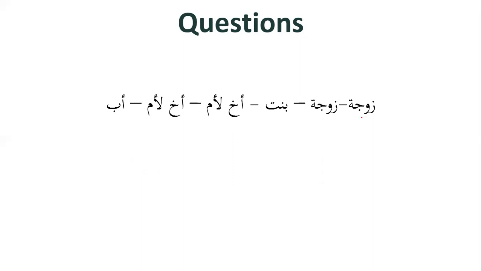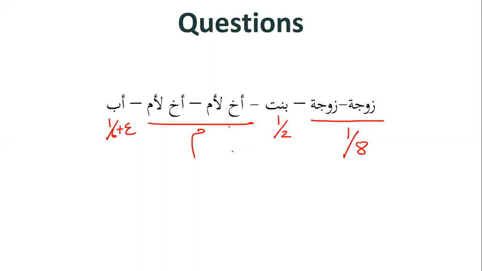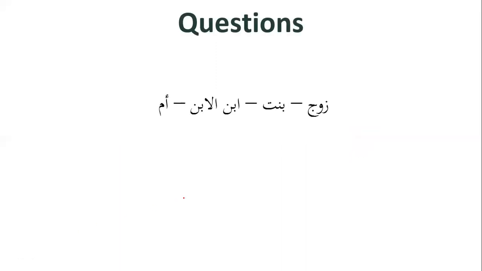In this question, zawja will receive 1/8. Akh li ummin will be mahjub. Ab will receive 1/6 plus asaba. And bint will receive half according to condition number 1. In this question, zawj will receive a quarter.